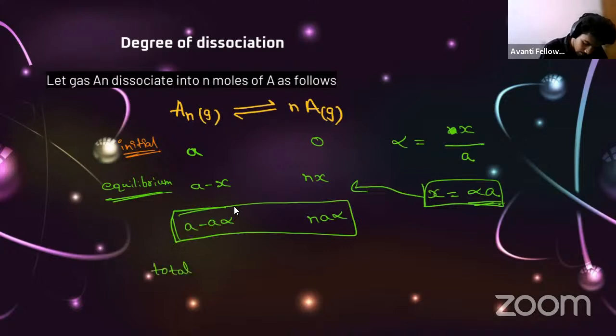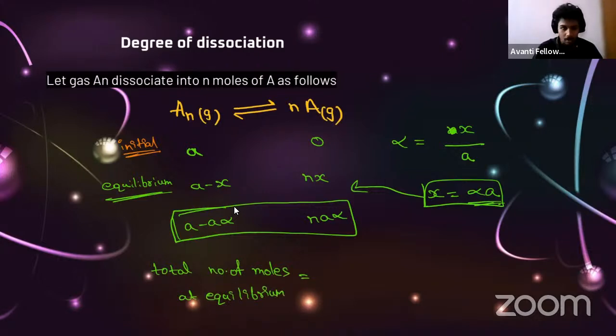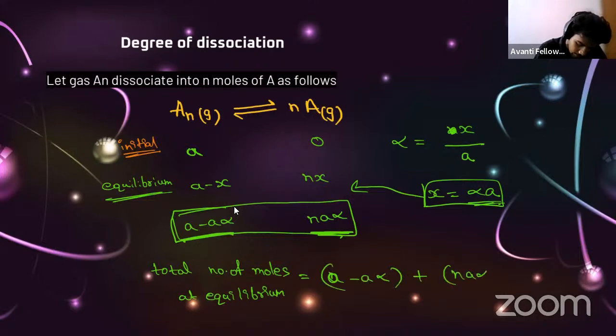Now you know these are the total moles at equilibrium, right? Total number of moles at equilibrium. What is the number of moles of A present? Nothing but A minus A alpha. And what is the number of moles of product present? That is Na alpha. So you can write it as A minus A alpha plus Na alpha. Simple, right?